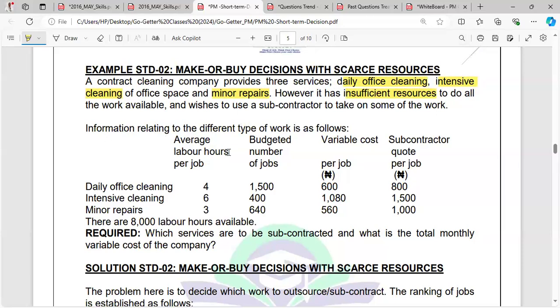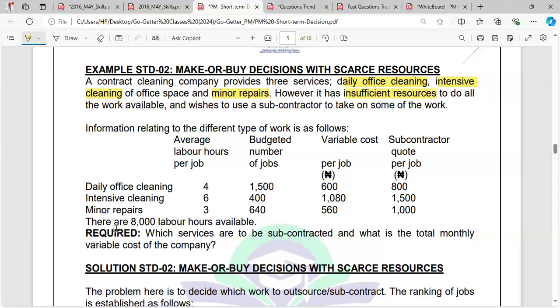Now look at the average labor hours per job. For daily cleaning, you need to do 4 hours for one job. 4 hours it takes you to clean one job. To do daily cleaning takes you to do 4 hours per daily cleaning. Intensive cleaning 6 hours, minor repairs 3 hours. Now look at the budgeted quantity of job. This is like budgeted sales, budgeted quantity or budgeted sales unit. Now look at the variable cost per job. This is 600, 1080, this is 560. This is the quotation that the subcontractor gave to you.